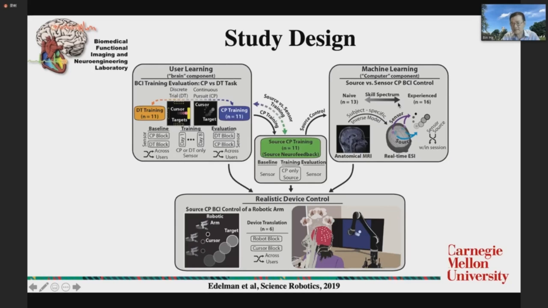The second thing is we introduced a machine learning approach, in addition to spatial and temporal spectral analysis. We use EEG source imaging, the one I described at the beginning of my presentation. We take an MRI of the subject, record a 128-channel EEG, solve the EEG source imaging in real time, and then use it to control a robotic arm.